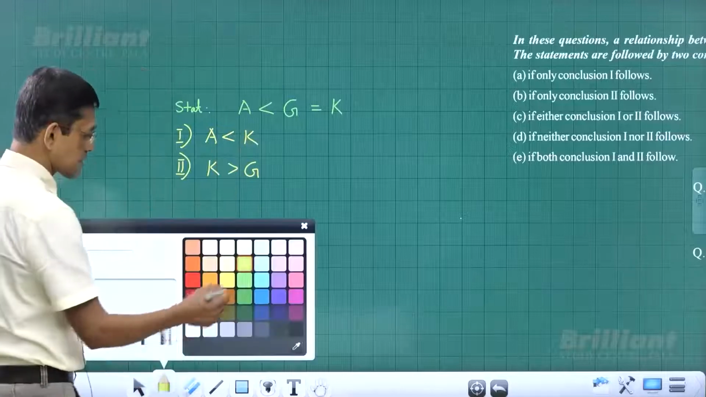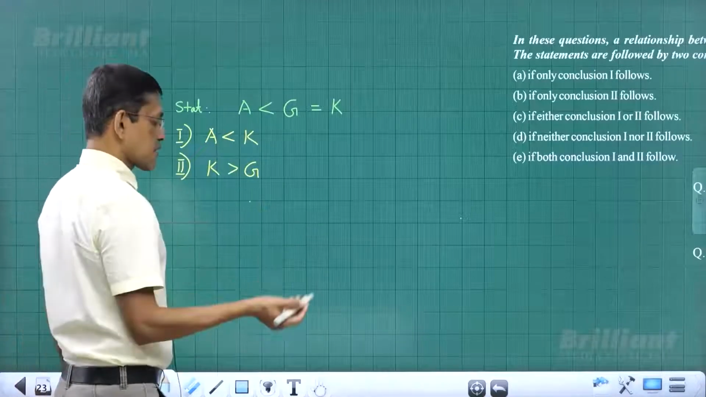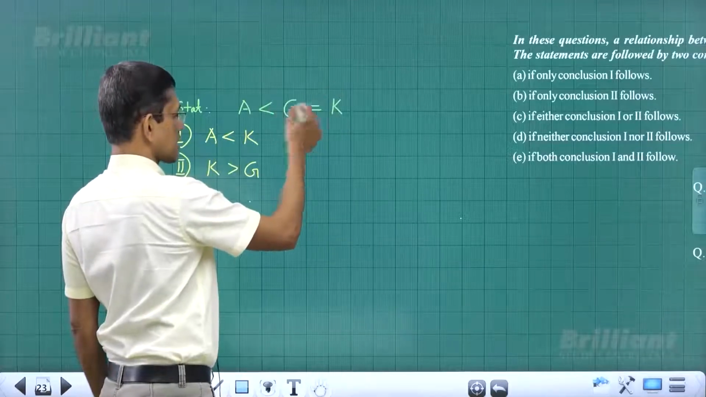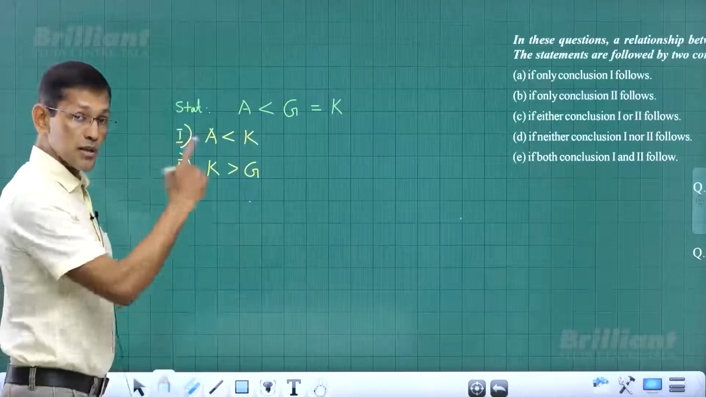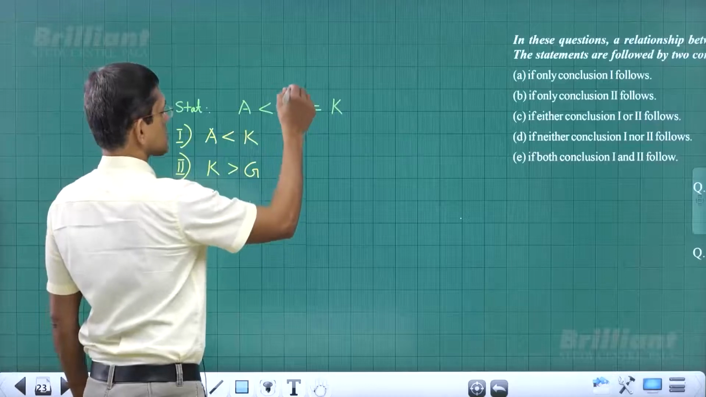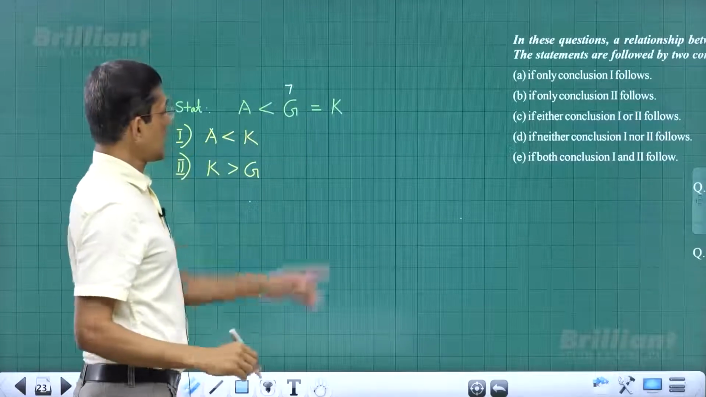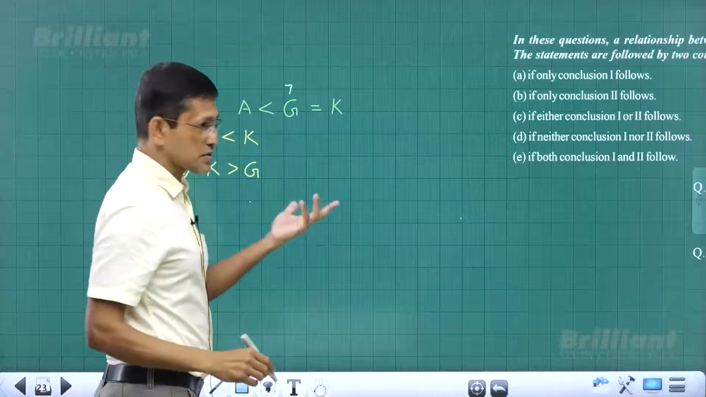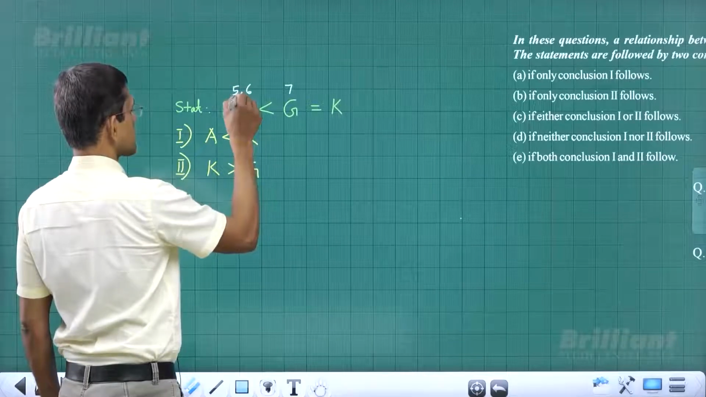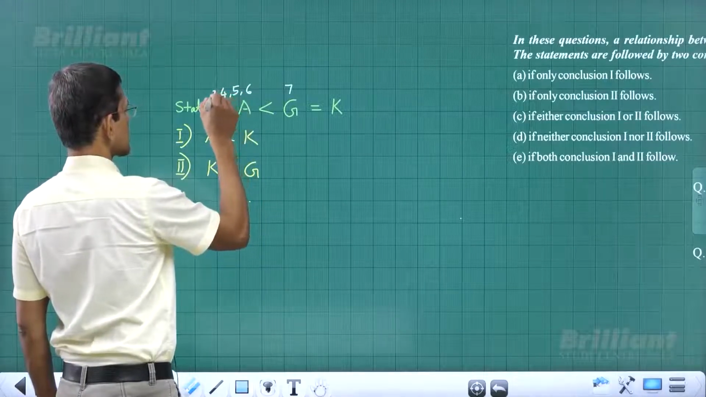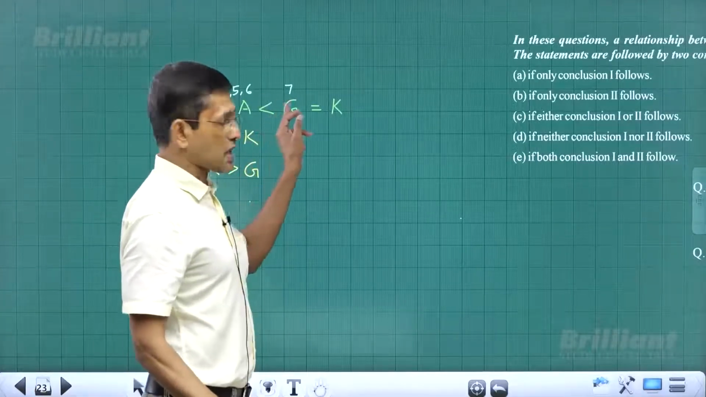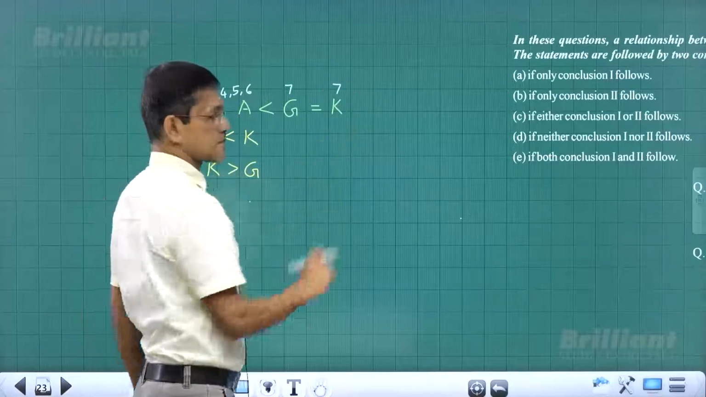Let's check it out. How do we check it out? There are different ways of looking at it. One of the easiest ways of doing it is to give some values. So let's assign some values for these letters here. Let's take G as 7. A is less than 7 means the possible values of A are less than 7. So it could be 6, 5, 4, 3, 2, 1, any of these possibilities. And G is 7, G is equal to K, so K must be 7 as well.